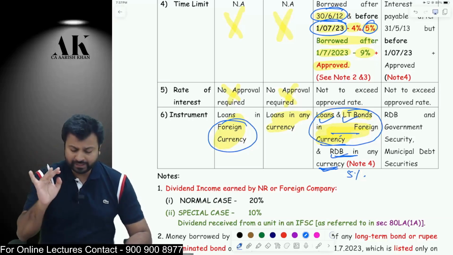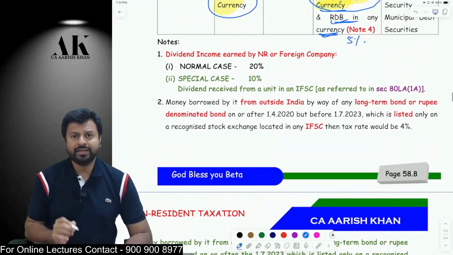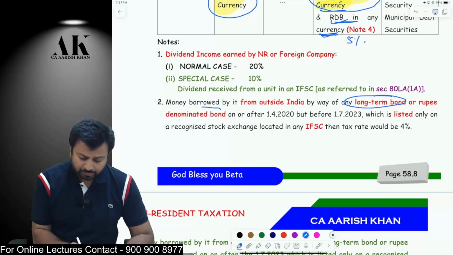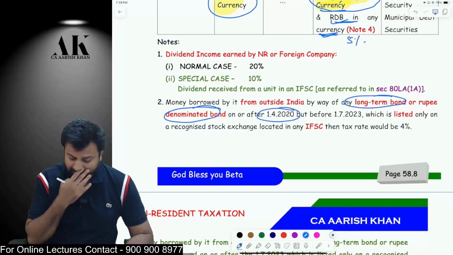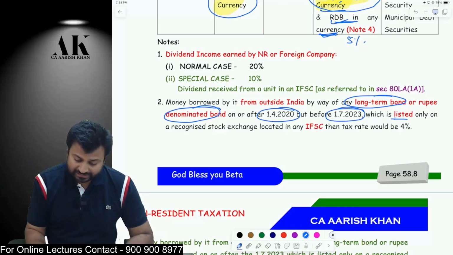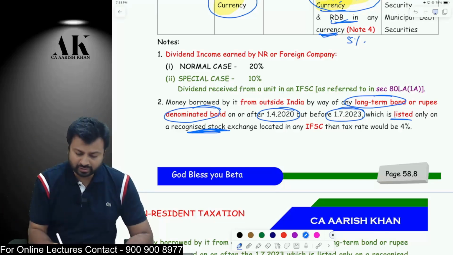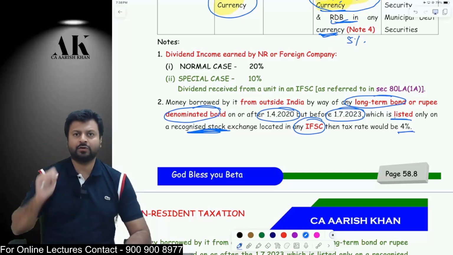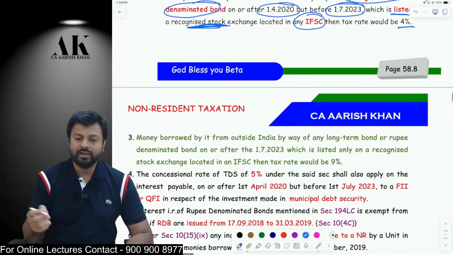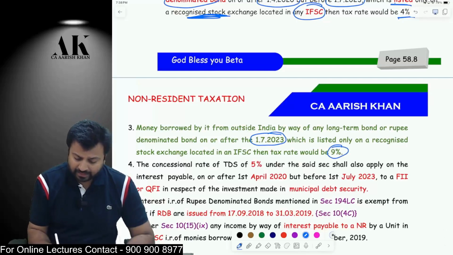Now, when it is 4%, let me tell you, it is 4% in a very specific case. If the money is borrowed by way of long-term bond or rupee denominated bond after 2020 but before 2023, which are the bonds listed on a recognized stock exchange. If the bonds are listed on a recognized stock exchange in IFSC, then the tax rate is 4%. And if this same rupee denominated bond is listed on a recognized stock exchange, and you borrow after 1st July 2023, then it is 9%.